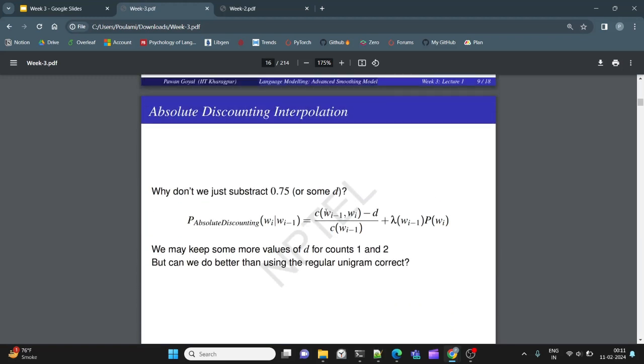So that is what has been done over here, right? So this is the MLE probability. You simply subtract d, and that gives you an adjusted probability. And with that, you simply do interpolation. We interpolate it using the unigram probability. So that gives us the formula of absolute discounting.